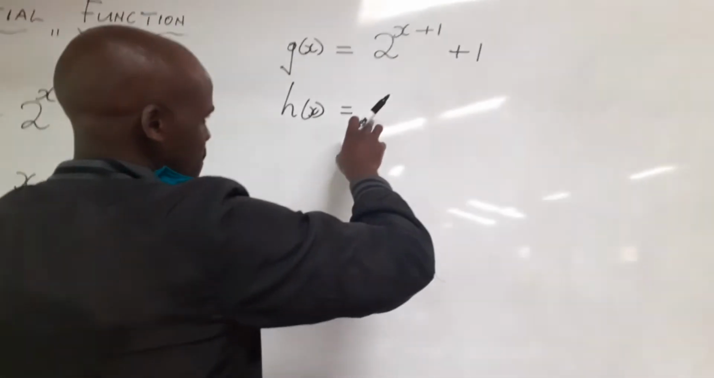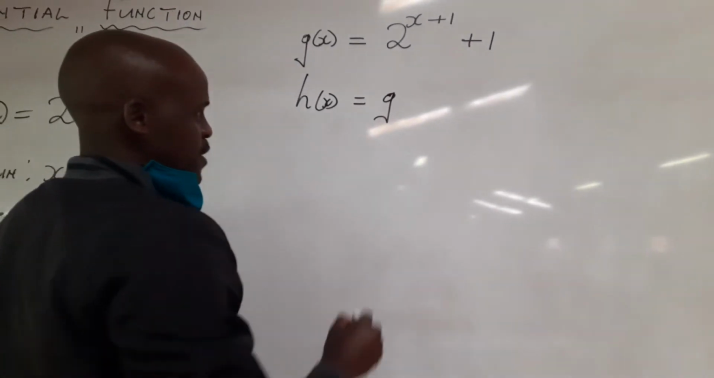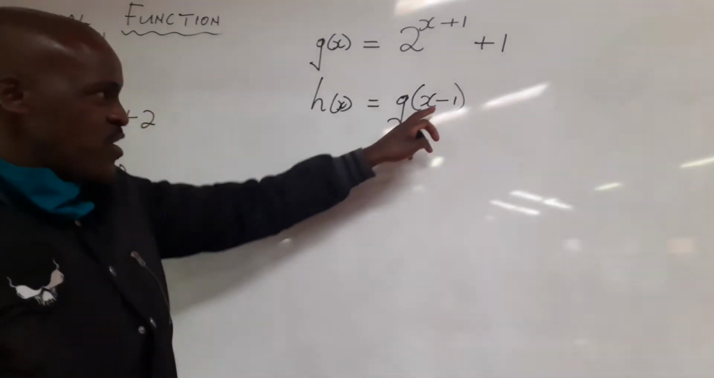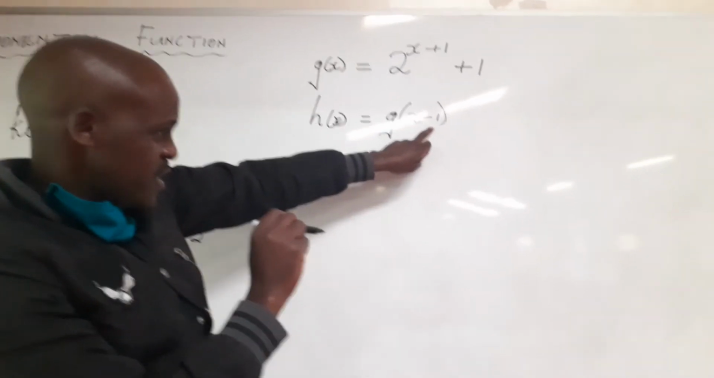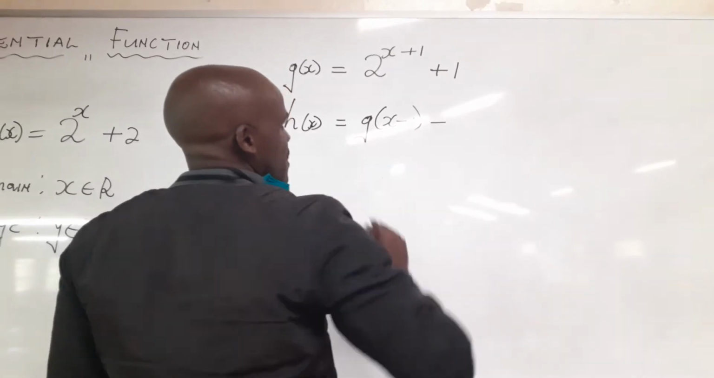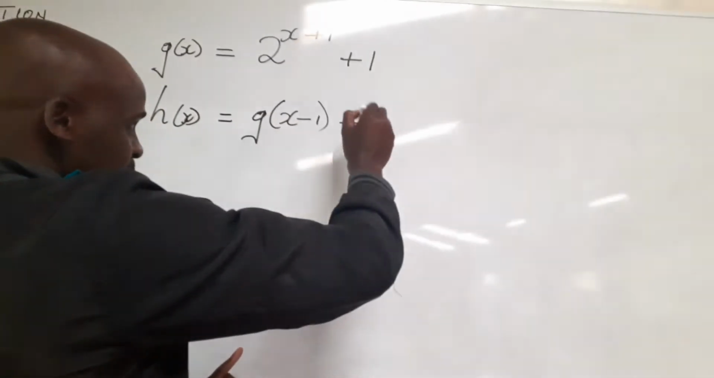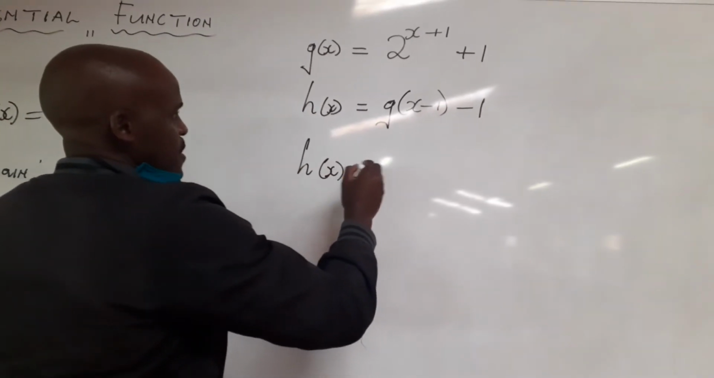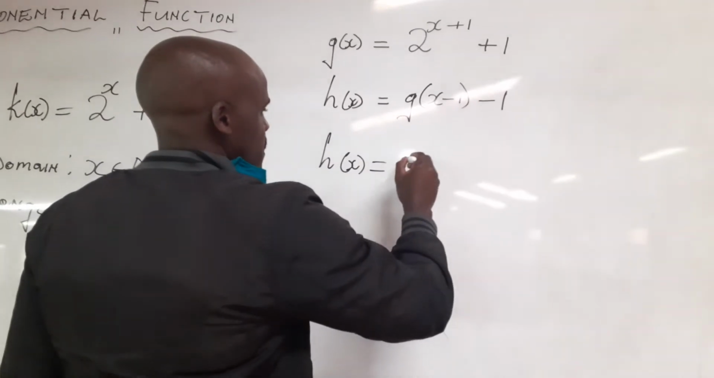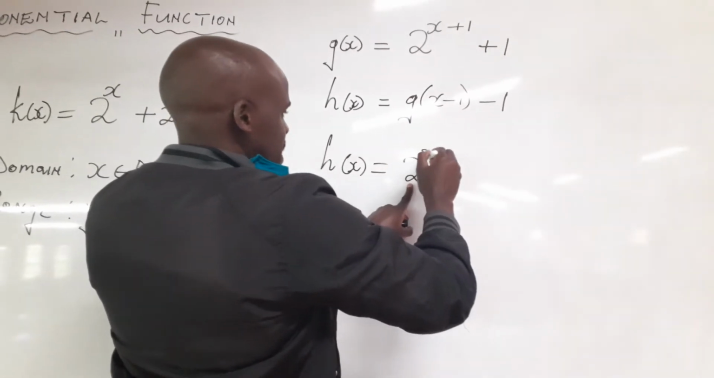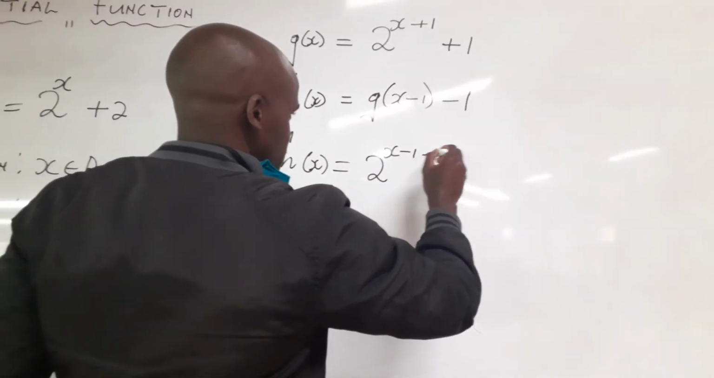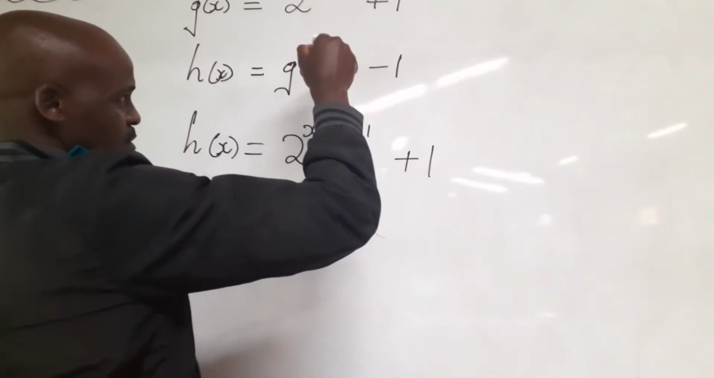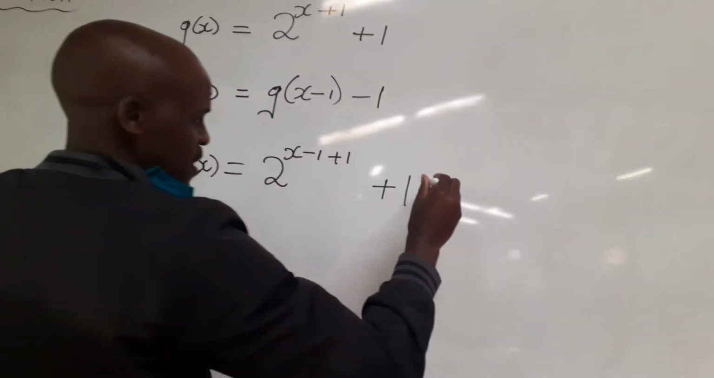This means that in the graph of g, we put x minus 1. Remember, when you are shifting to the right, we say minus 1. You are shifting 1 unit to the right. And 1 unit down. So we subtract 1 in the graph of g to form the graph of h. So in the place of x, we put x minus 1. So it's 2 exponent x minus 1, and then there is that plus 1 there. Remember, in the graph of g, we subtract 1 because we are shifting downward. That's minus 1.